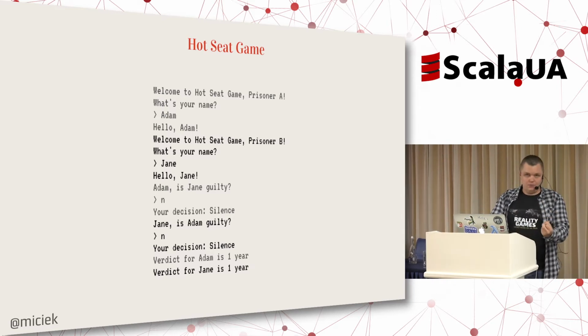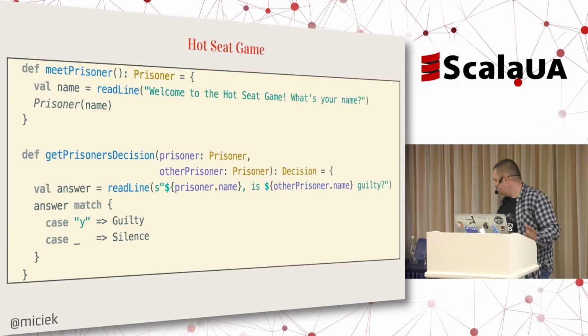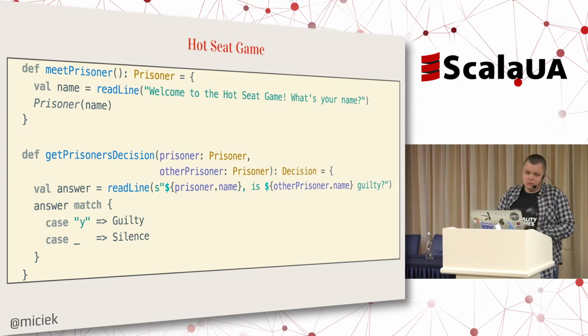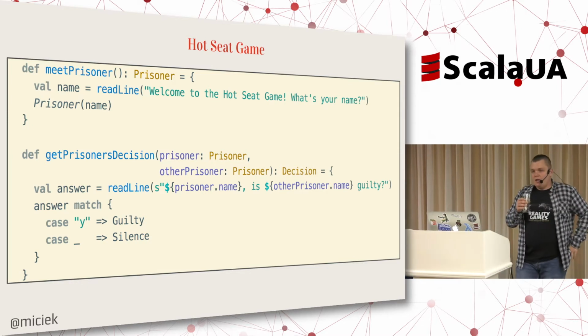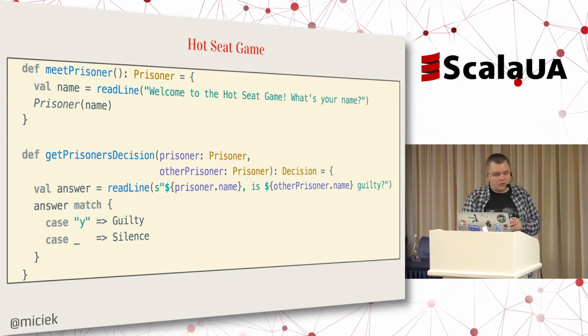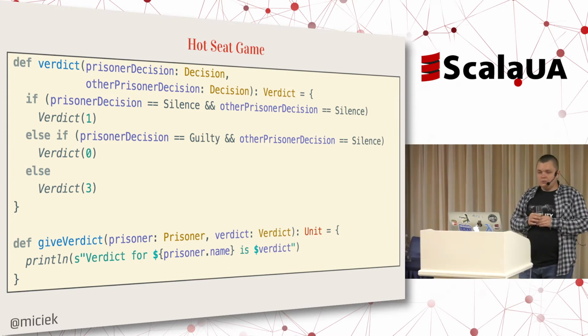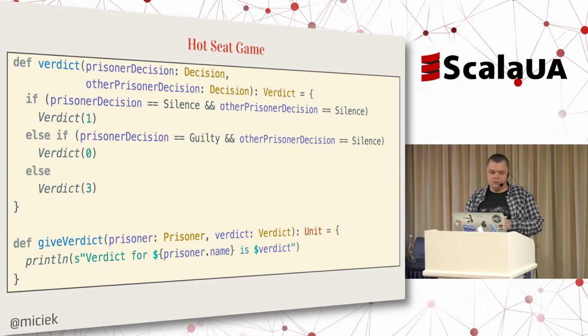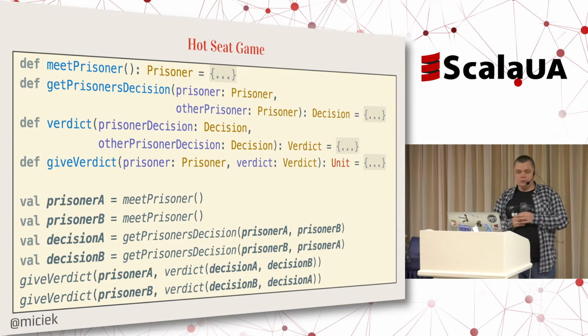Let's try to implement this game first in real, normal, simple Scala. So this is how it would look. First, we need a function to meet the prisoner, which just reads a line and returns a prisoner with a name. Then we need a prisoner's decision based on the line read from the console. Then we need a very simple function to create a verdict based on those two decisions. This is the encoding of what I've shown you before. And of course, we need to give the verdict. So very simple four functions, which can be reused to create a real game.